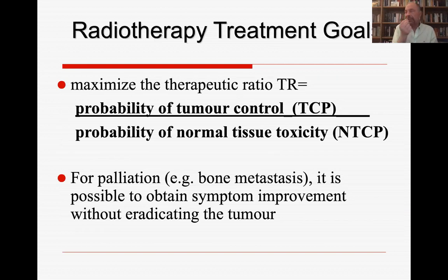The important thing, and we probably already mentioned this, is that radiotherapy is all about the therapeutic ratio. So the ratio of the probability of tumor control divided by the probability of normal tissue toxicity. Only for palliation, we don't care very much about tumor control because we don't want to control the tumor. But of course, we still care about the normal tissue complication probability, the NTCP. So the ratio is what really matters.